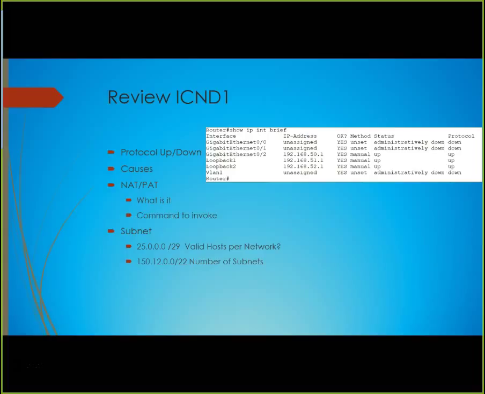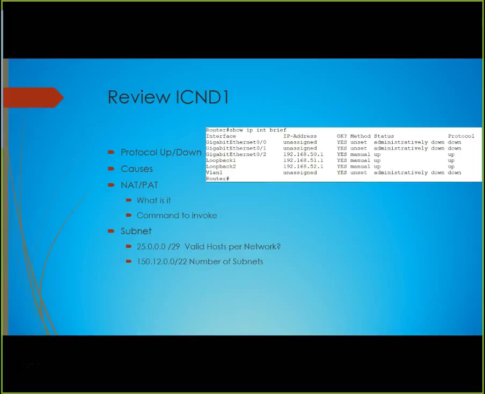ICND1, a couple of reviews. Let's say you go in and this is a show IP interface brief. These are up. What can cause these ports to be in an up-down situation? Any guesses on that? What will cause it to be an up-down? And I know a couple of you had it in a couple of the labs. Up-down. What does the first up mean?